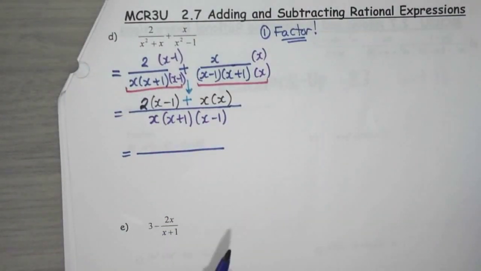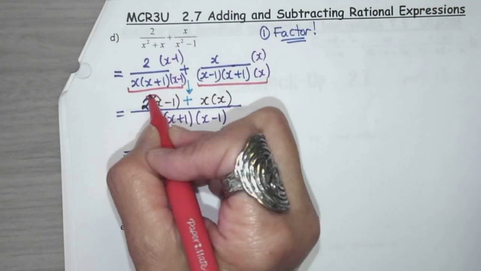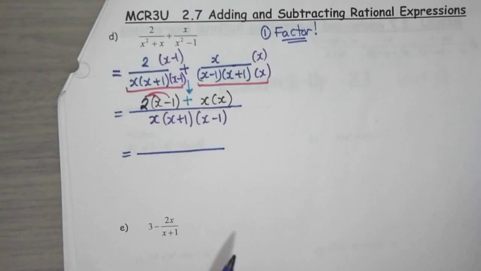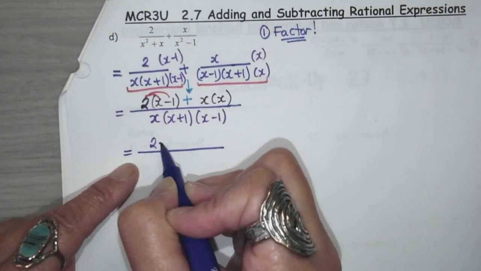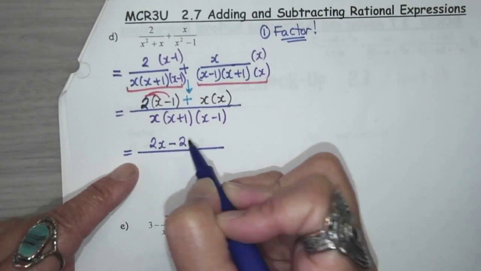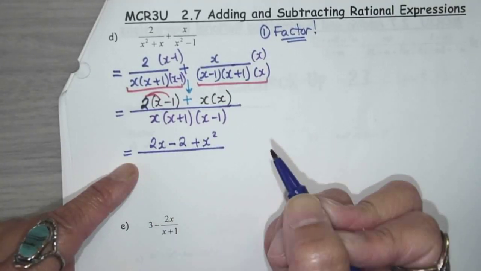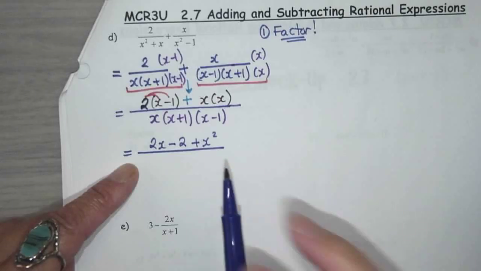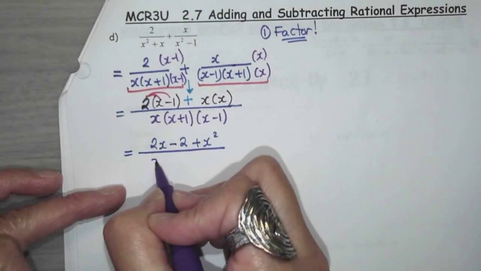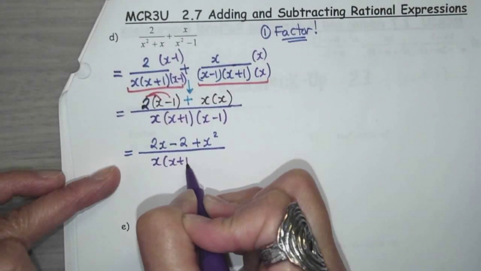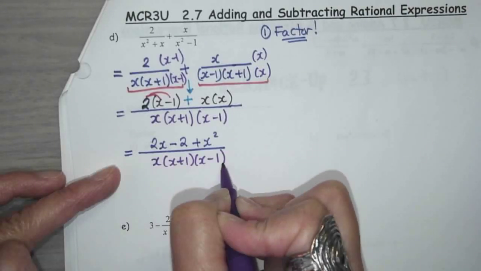Then we've got, let's figure this out. So we're going to go 1, 2. Okay, and we're going to go 2x minus 2 plus x squared. The denominator, leave it factored. Factored is gorgeous. Like that.